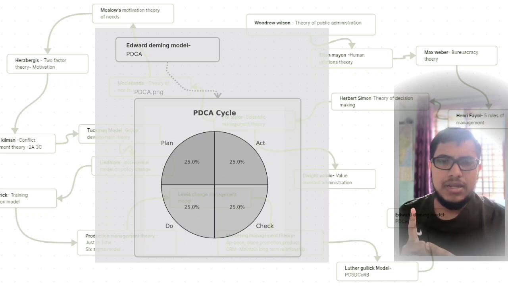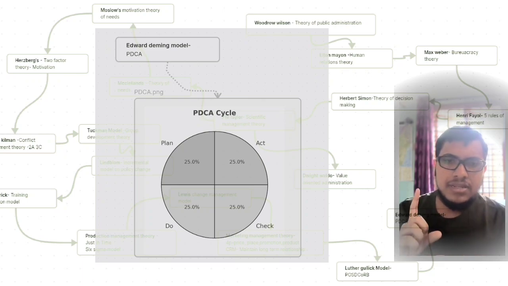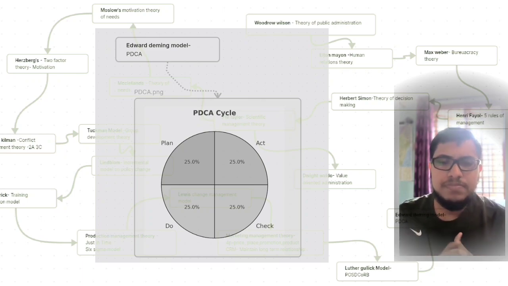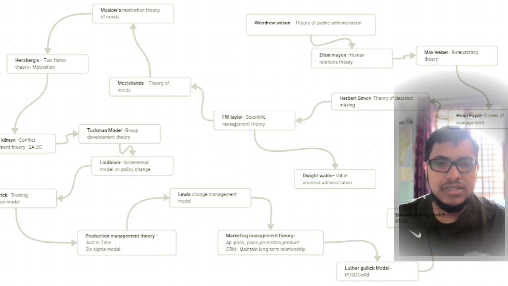Let's move on to the next model, that is PDCA cycle by Edward Deming. P denotes plan, means recognizing problems and the solution, and D denotes do, means implementing the solution. C denotes check the results by implementing the solution, and then the A denotes act, means standardize the model of the implemented solution.